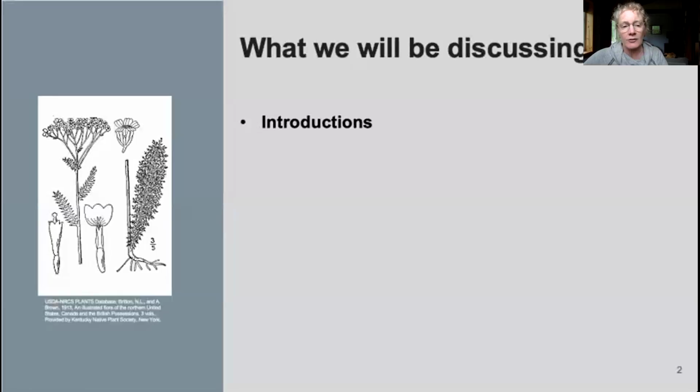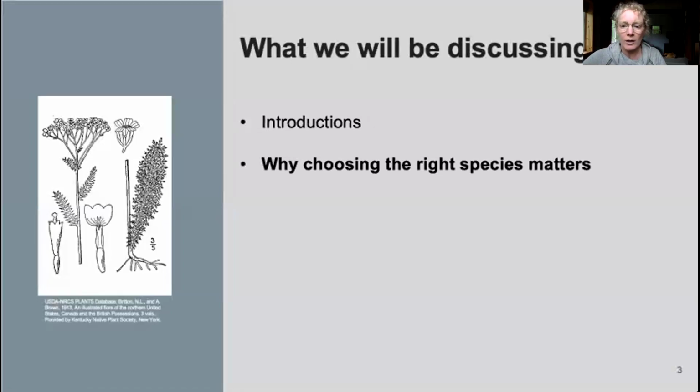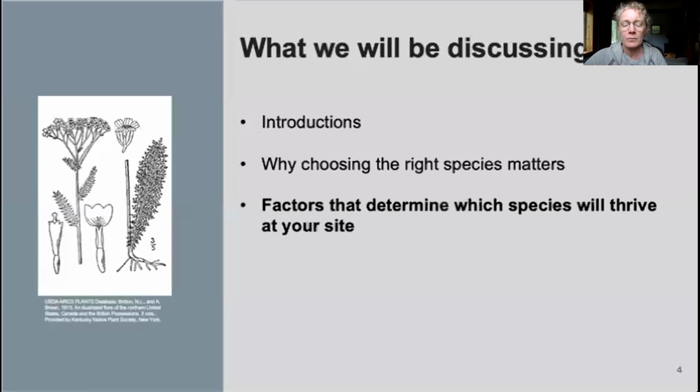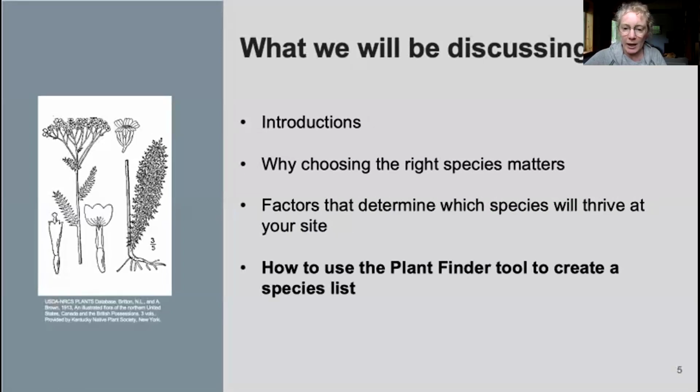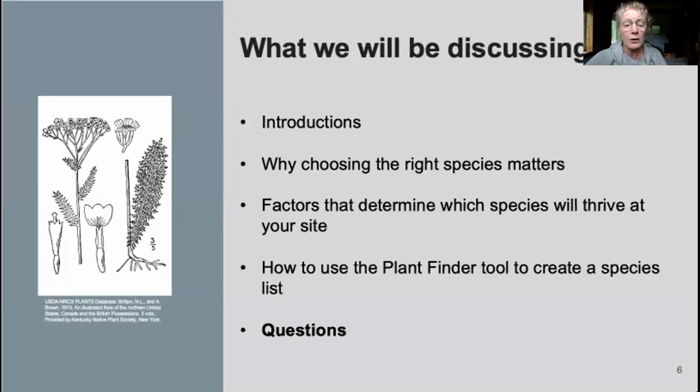But today, after some quick introductions, we are going to be talking about why choosing the right species matters. We are going to talk about factors that will determine which species are going to thrive at your site. And we are going to talk about how to use the Plant Finder tool to create a species list. And we are going to have a lot of time at the end for questions. So again, if you could just hold on to those for the end, that would be really great. We're hoping for a lot of discussion. And you can also drop your questions into the chat box at any time, like Kelsey said, and we'll circle back to those at the end.